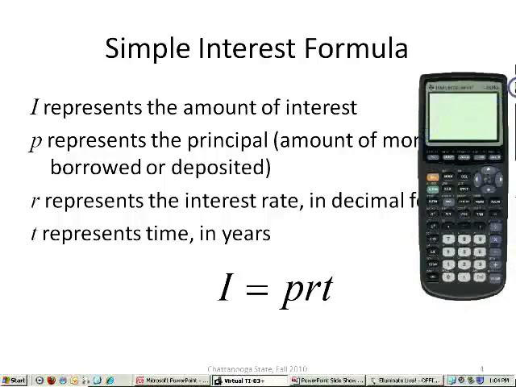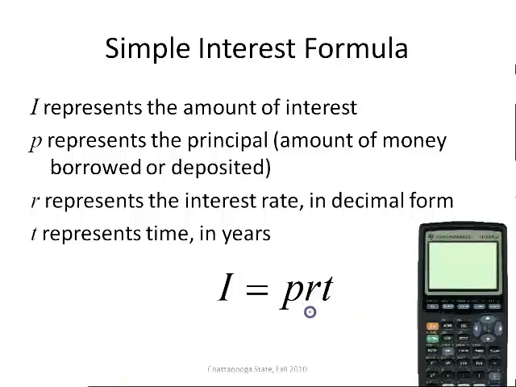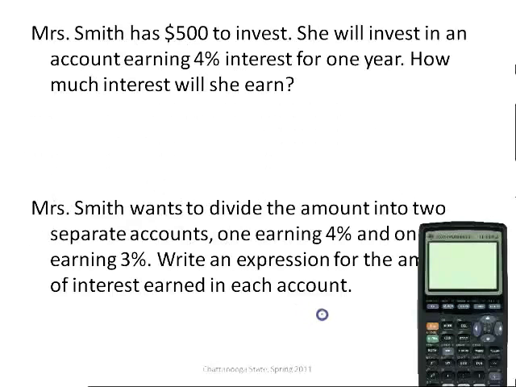Sometimes we have problems that deal with interest. And in this section, we're dealing primarily with simple interest. Recall that the formula for simple interest is equal to your principal times your rate times your time. Your time is measured in years, and your interest rate is usually given in the decimal form. So let's take a look at this problem. Mrs. Smith has $500 to invest. She will invest in an account earning 4% interest for 1 year. How much interest will she earn?